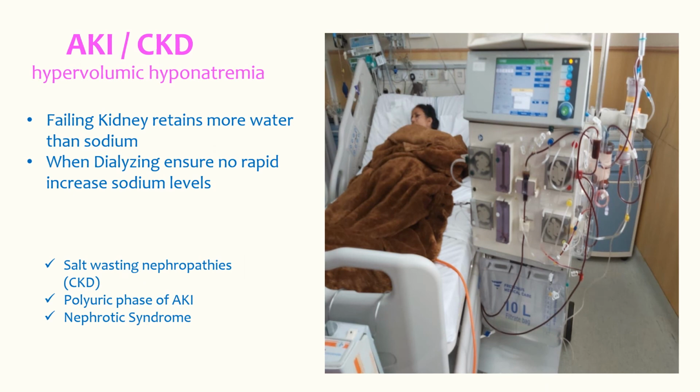So, why is it that you get hyponatremia in renal failure? The answer is that the failing kidney retains more water than sodium. And when you dialyze, you have to make sure that these patients' sodium rises slowly and there is no rapid rise. Otherwise, you will get osmotic demyelination. And then there are salt wasting nephropathies, which are actually hypovolemic nephropathies causing hyponatremia because they have a lot of fluid and salt losses. And in the polyuric phase of AKI and nephrotic syndrome, I've just told you.